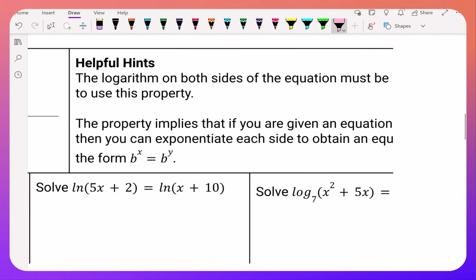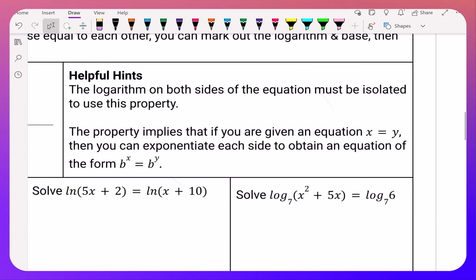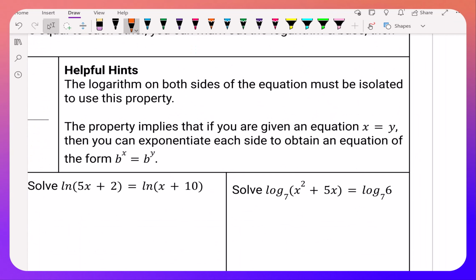So helpful hints, make sure that the logarithm is on both sides of the equation. They are the same. Let's say you've got log base 8 of x and you have log base 8 of 10. That is good. That means x equals 10. But if you have anything else, like if you have 3 times a logarithm, you can't use that property anymore. If you have anything here like plus 4 on the end of it, that doesn't work. So it has to be just that logarithm, same base, and then you can say x is equal to 10, and then that will work.